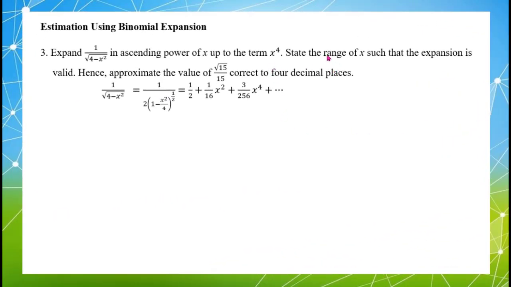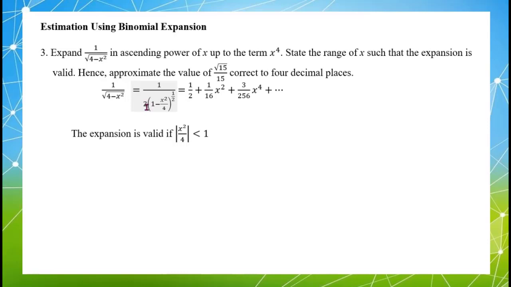Now I'm going to find the range of values of x such that the expansion is valid. For the expansion to be valid, we know that x^2/4 must be less than 1. Please make sure that we take this from here. Many students make a mistake: they take x less than 1 because the power is 1/2. If the power is 1/2, the first number we must change to 1.